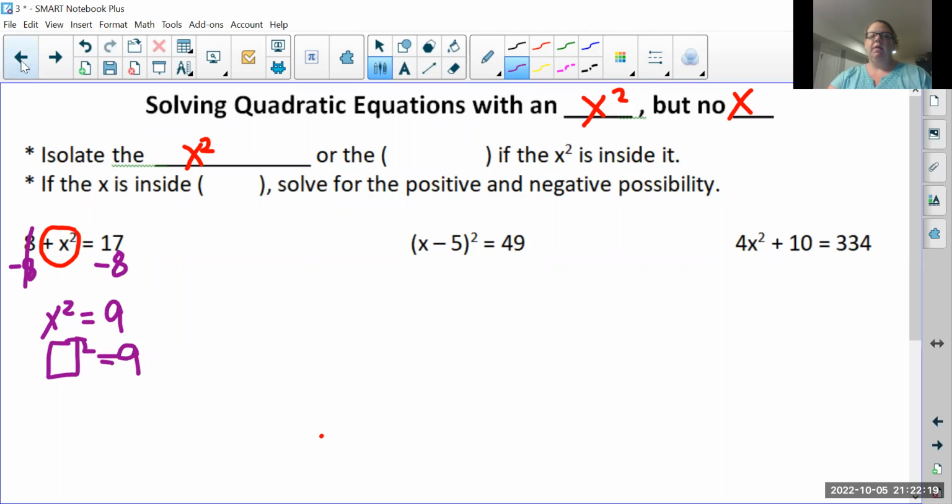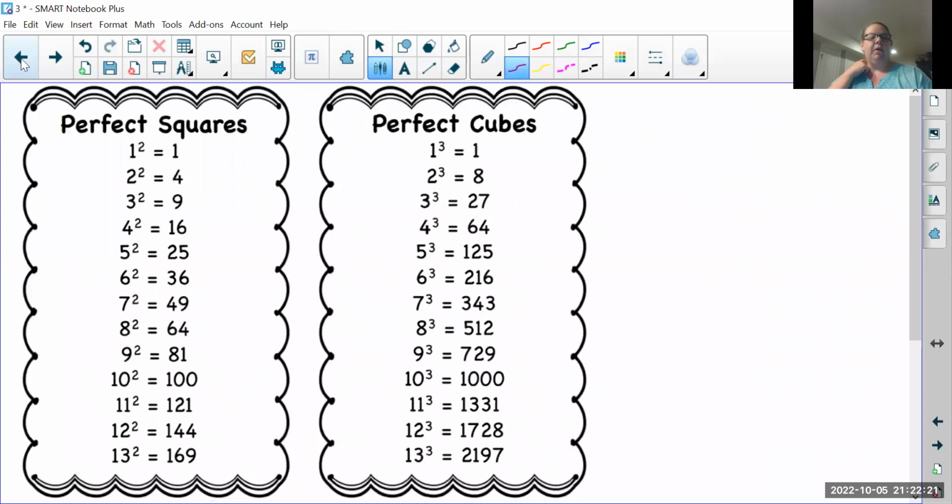If you don't know this off the top of your head, you're going to use that colored paper. And again, if you were absent on Monday, this colored sheet is up on the table in the front of the room, like where you pick up your papers and stuff. So go grab one. I think there's pink and purple ones left.